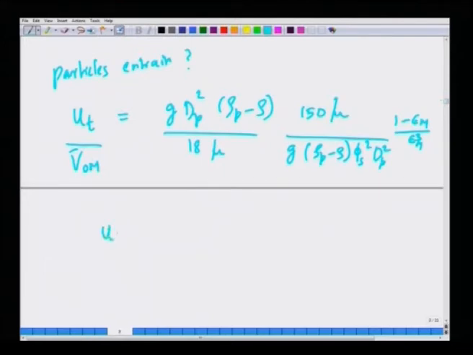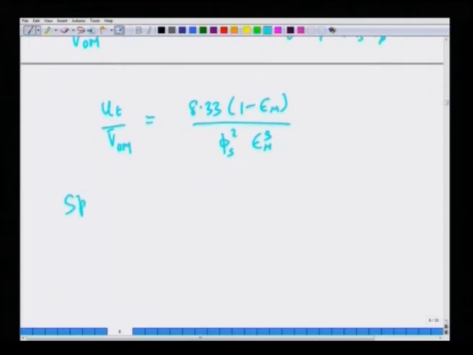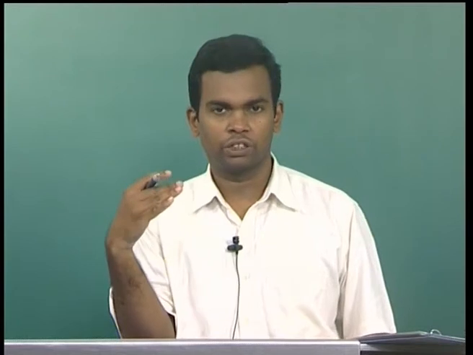Now this is nothing but 8.33 times (1 minus epsilon_m) divided by phi_s squared epsilon_m cubed. For spheres phi_s is 1, so for spherical particles, and if you use epsilon_m roughly 0.45, which is a typical value, u_t by V_om becomes of the order 50. So, the terminal velocity is 50 times the fluidization velocity.